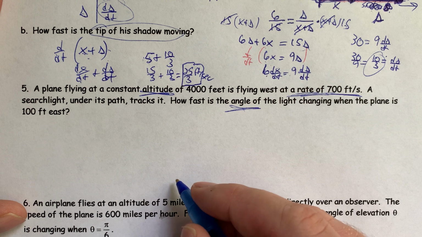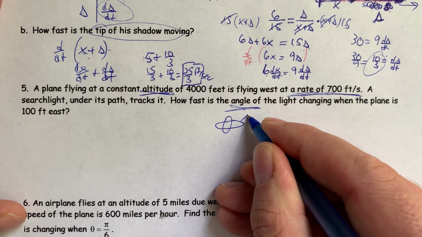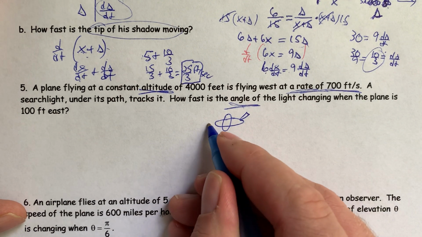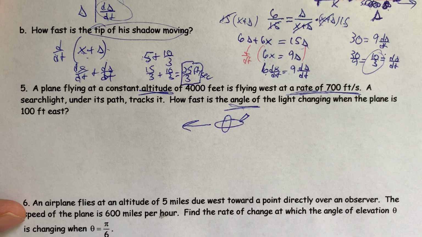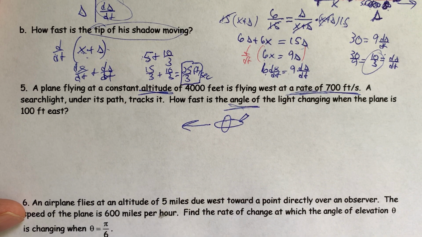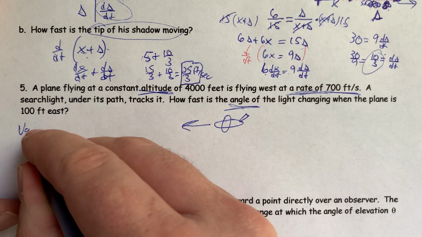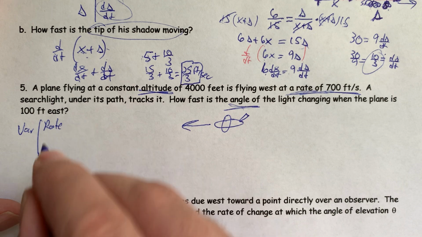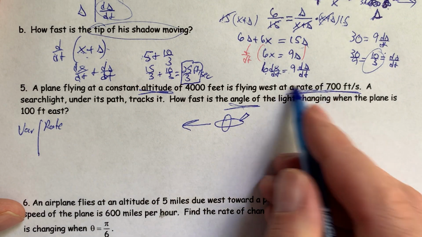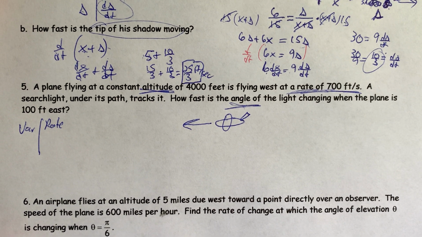Okay, so there is a plane. Okay, here's my plane. That's a plane, guys. And it's flying west. West on a map is usually left, like California is west. And it's flying at a rate of 700 feet per second. So I'm going to put my 700 feet per second. I don't even know what it's a rate of yet, so I'll hold off. We'll figure out what length is actually changing at 700 feet per second.